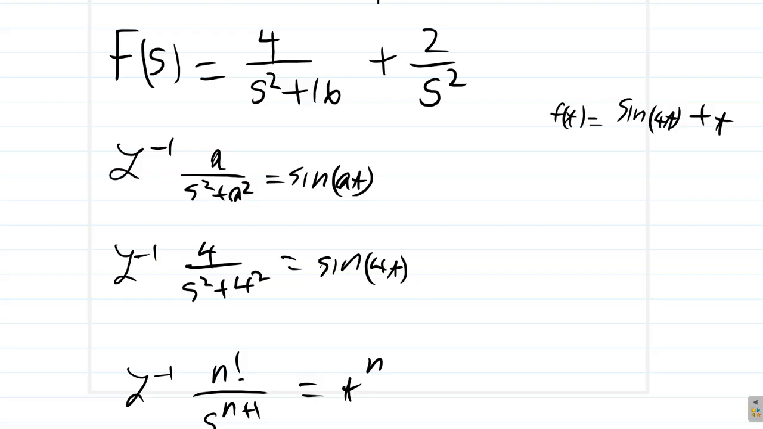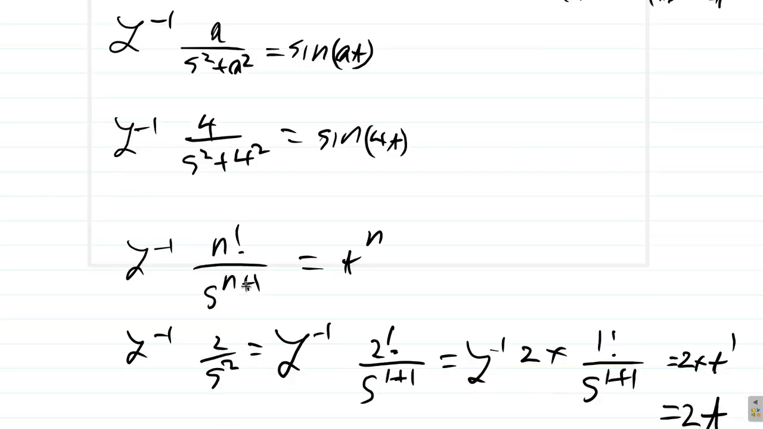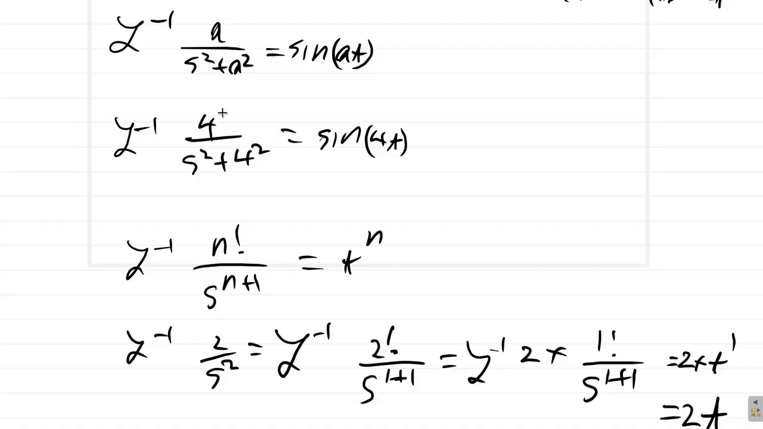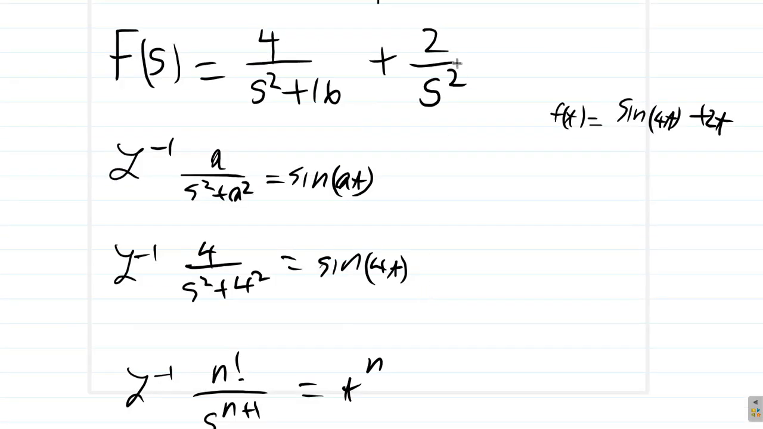Oh, in the answer from what I did before I said t, I left off the 2, right? The 2 should be there, because remember, n factorial over s to the n plus 1 is t to the n. So it's 1 factorial over s to the 1 plus 1 is t to the 1. And we have a 2 here. So it's 2 times that.